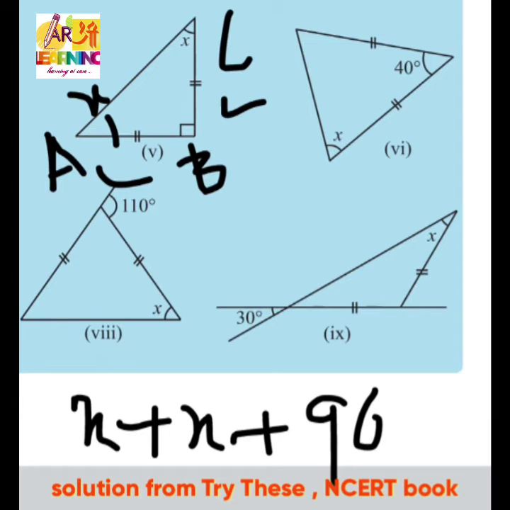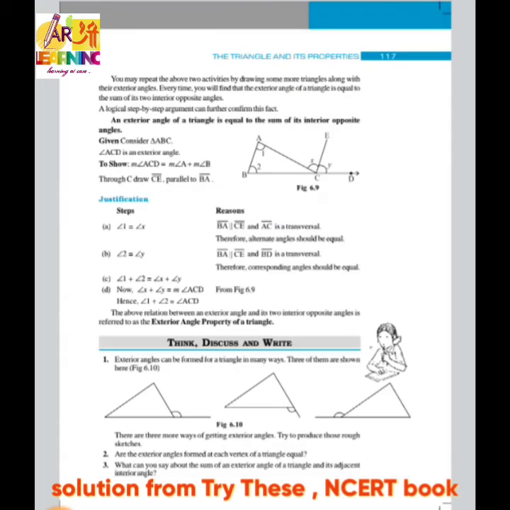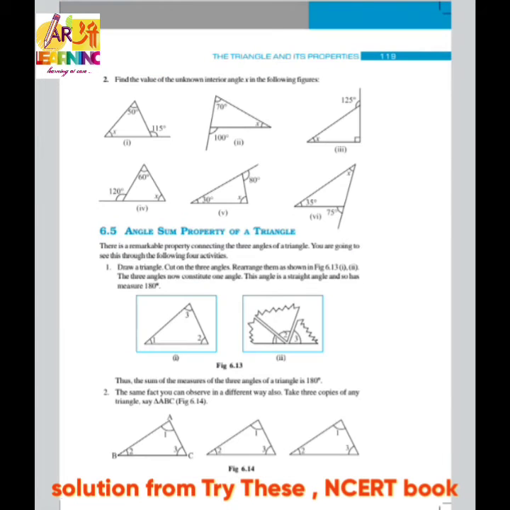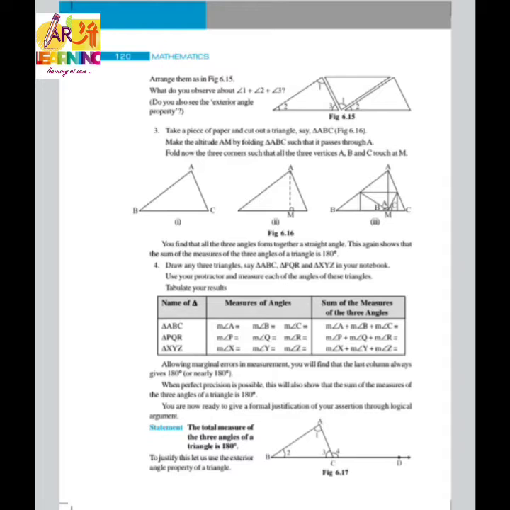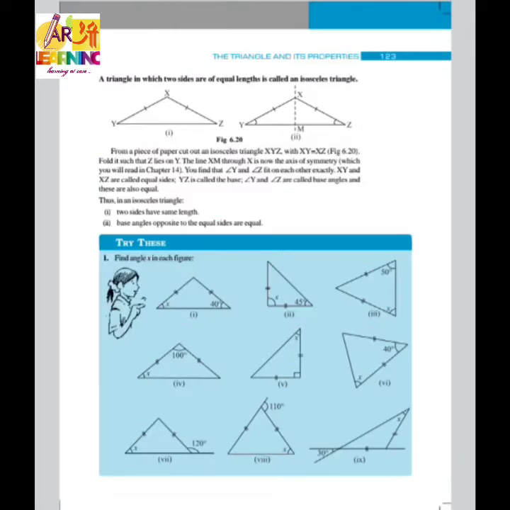In the same way, in sixth part also, two sides are equal. This side is equal to this side, and since the two sides are equal, this angle will also be x, and then you will solve by isosceles triangle property. Okay, now children, let's move to the next question of the same topic, isosceles triangles and equilateral triangles.